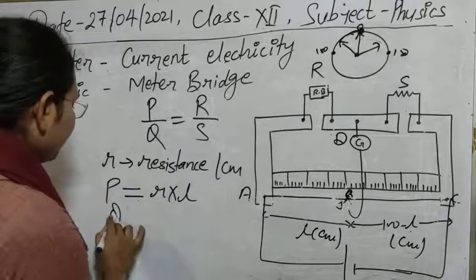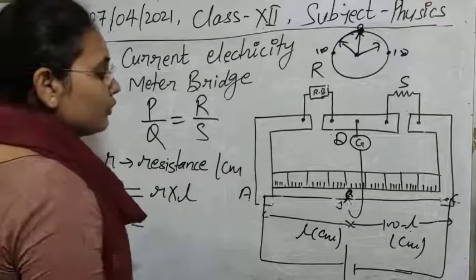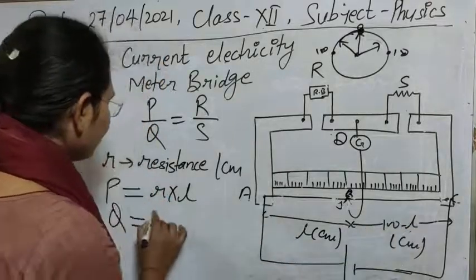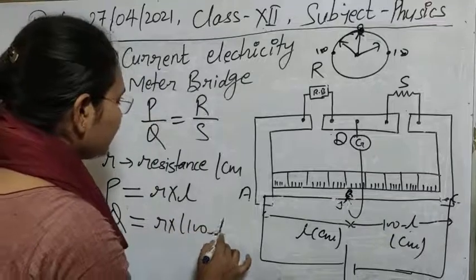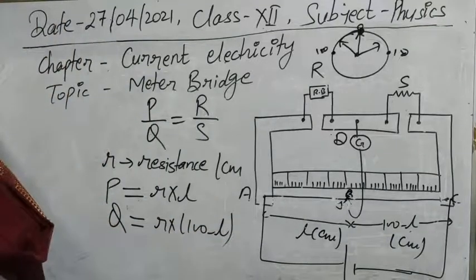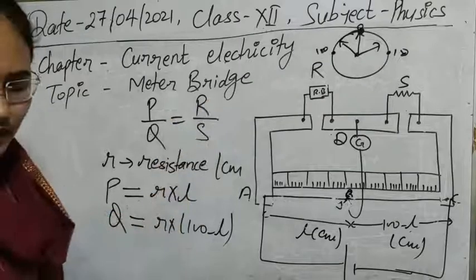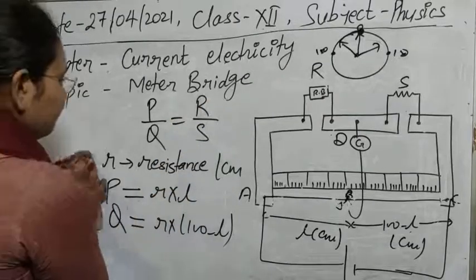In the same way you can calculate the value of Q. For Q we have the length of the wire that is 100 minus L. If you multiply 100 minus L by r, then this will provide you the value of Q. Now let's put all these values in this condition.